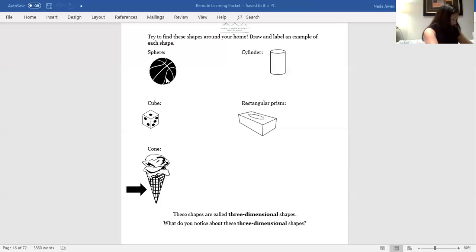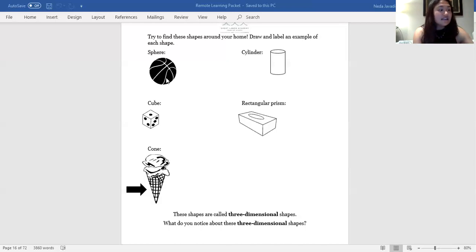And our last one is a rectangular prism. A rectangular prism also has 1, 2, 3, 4, 5, 6 sides. And I found this in my kitchen. It's a box of pasta, but it has 2 long sides and 2 short sides that are even, just like a rectangle, but it's a 3D shape, 3-dimensional shape.